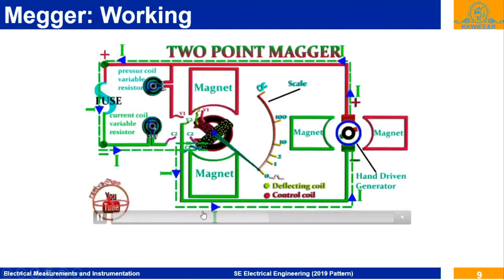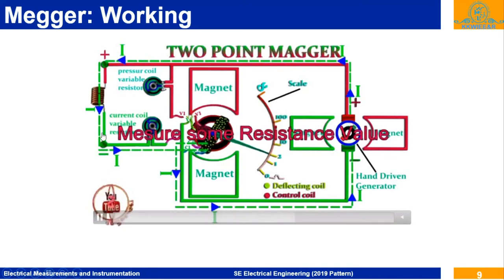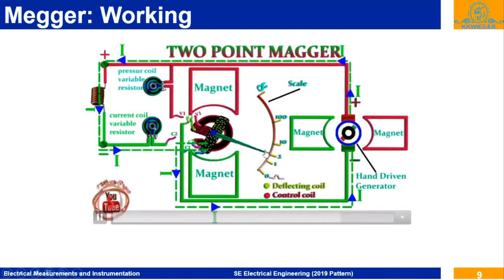Instead of a short or superconductor, if we put another conducting material, then some of the current will flow through this current coil, and some of the current will flow through this voltage coil. So, the voltage coil and current coil will produce opposite deflections. Due to that, this Megger will show the intermediate values.